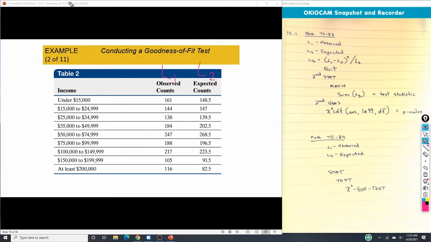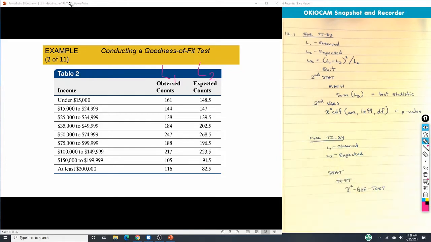I'm going to put up a little page on the side that tells us what to do based on what we have. In 12.1, that's where we're at here. If you have a TI-83, we're going to have to do quite a bit of work because the TI-83 does not have the program that the TI-84 has. If you have a TI-84, under STAT and TESTS, if we go down, there should be a chi-squared GOF test, for goodness of fit.